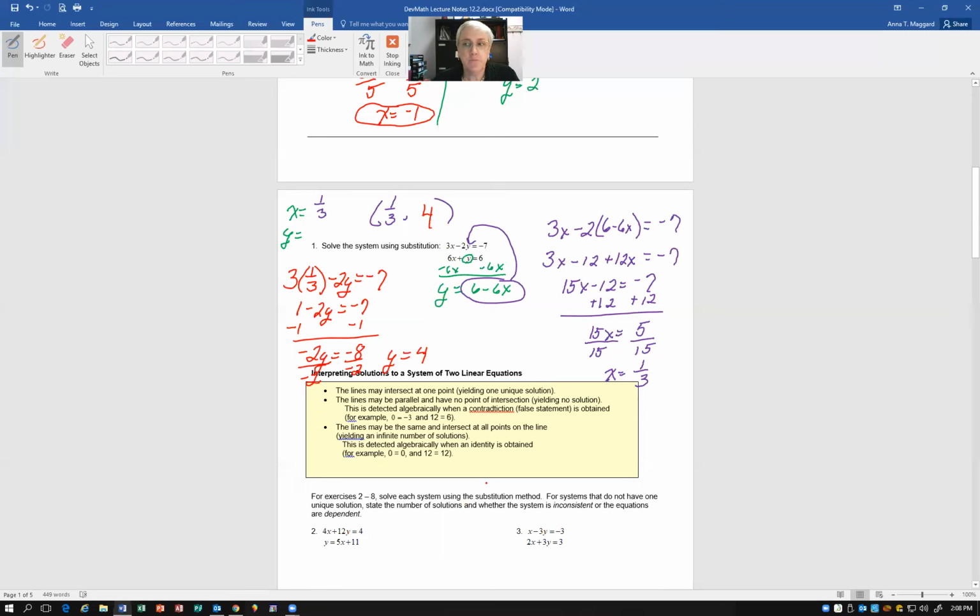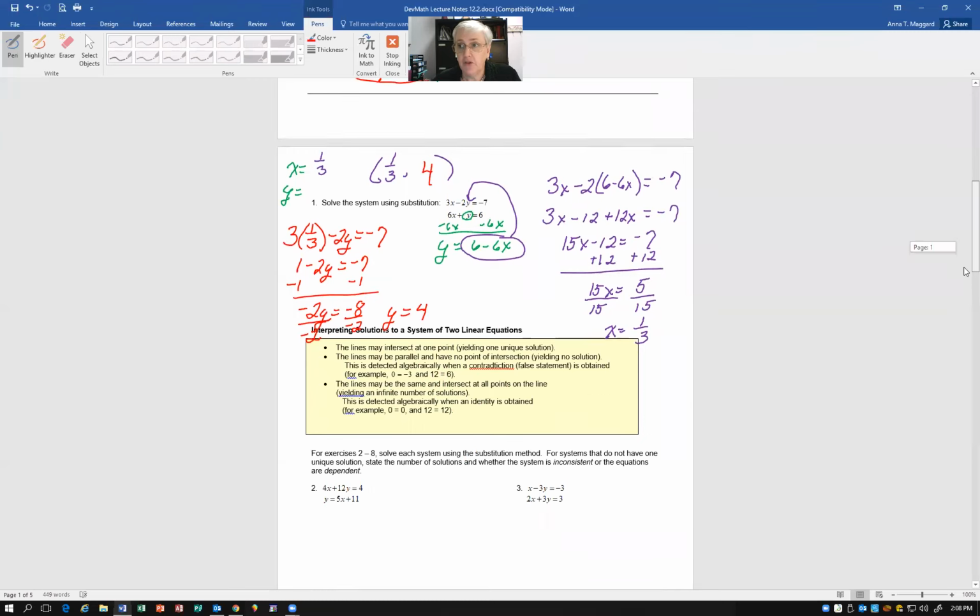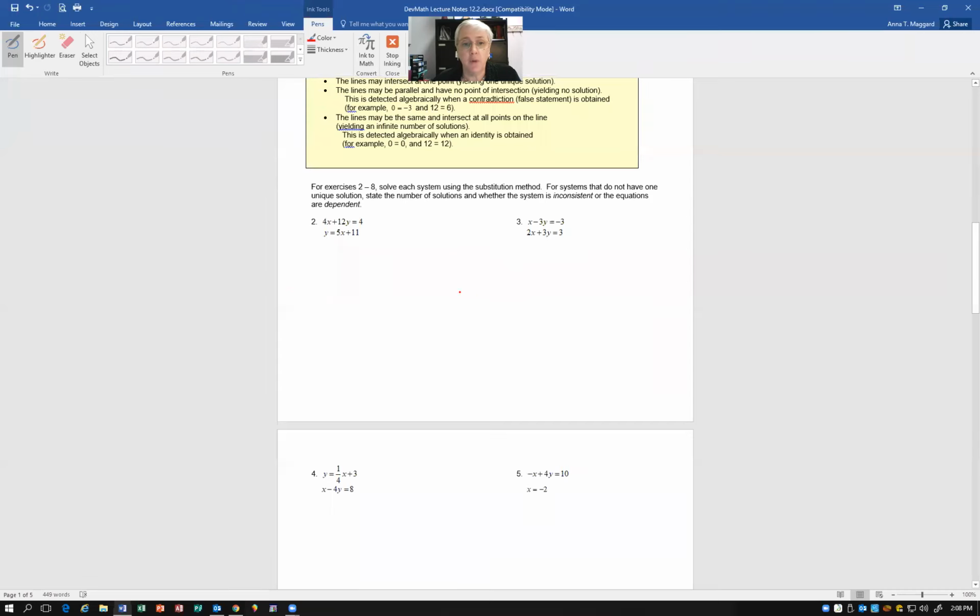Okay? That's the big thing for this lesson, is this substitution. This next box tells about situations where we have parallel lines, no solution, inconsistent, independent. And we have lines that are the same line, meaning they are consistent and dependent. So it shows you what's going to happen, what it will look like in those situations.